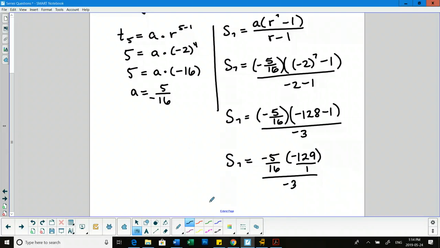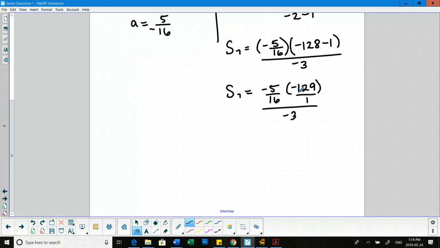So long as 16 doesn't go into that value, which I highly doubt. Or we can double check that. Okay, and then I'm going to do negative 5 times negative 129, which gives me positive 645 over 16. And I want you to think of this bottom part as if it's also over 1, because what we're going to do next is divide a fraction by a fraction.